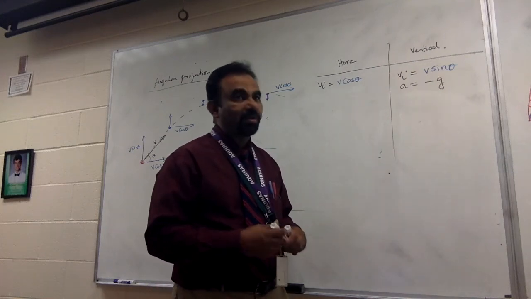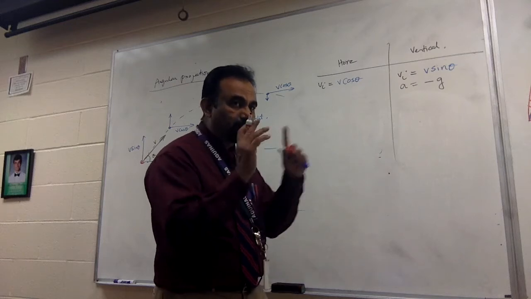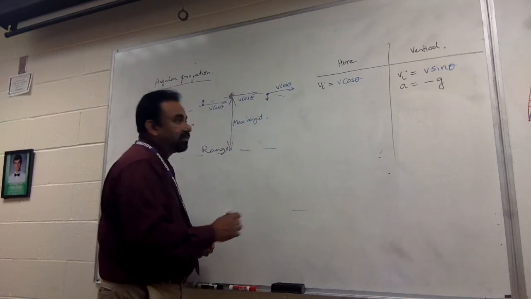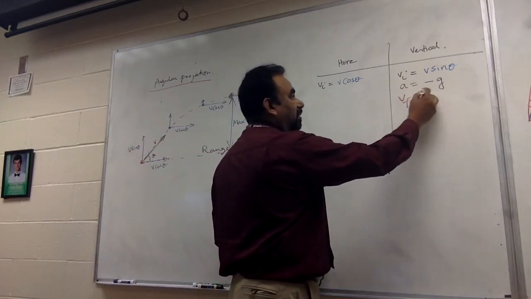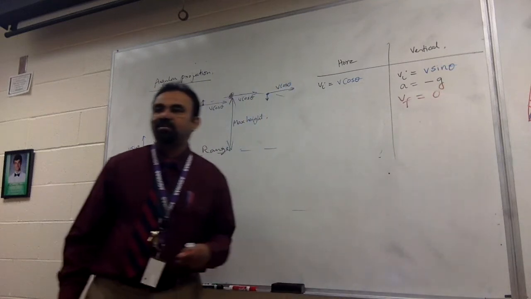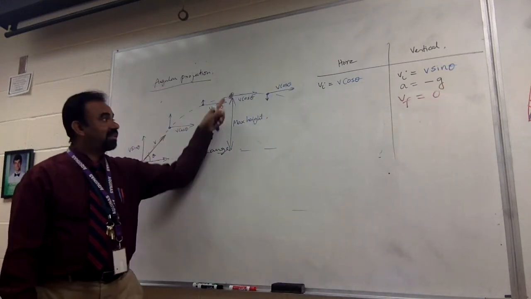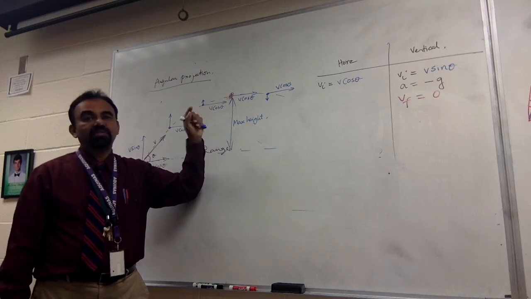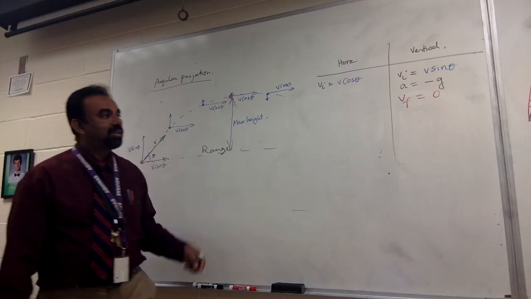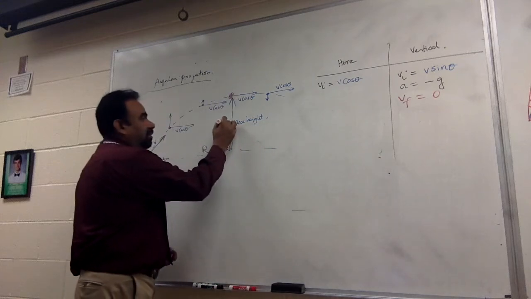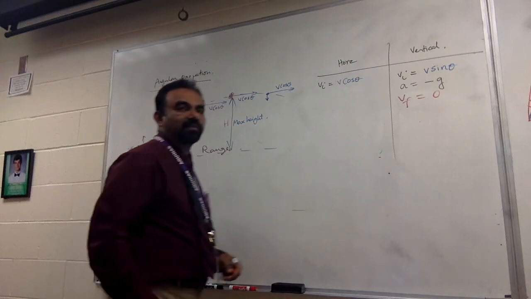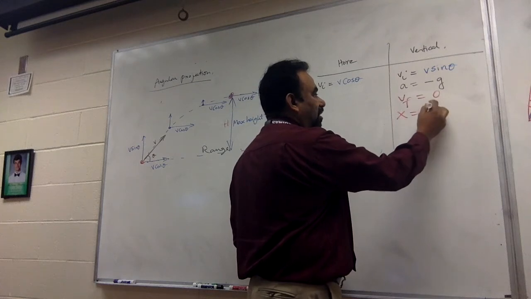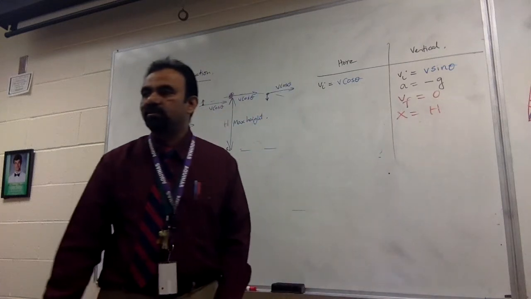What else do you know between those two locations? Do you know VF? Yes. What is it? 0. Good. The vertical velocity at this point is 0. You should be conscious of that. And what are you looking to find? You're looking to find this height. So x is equal to height. That's what you want to find out.